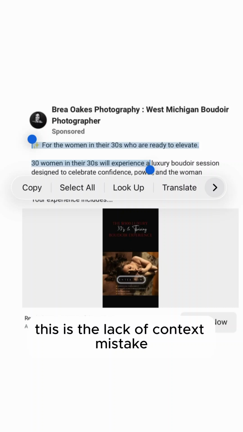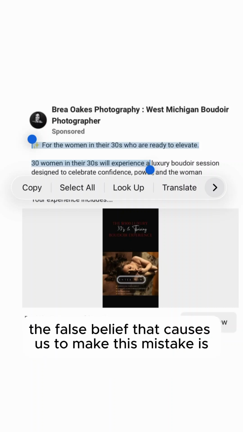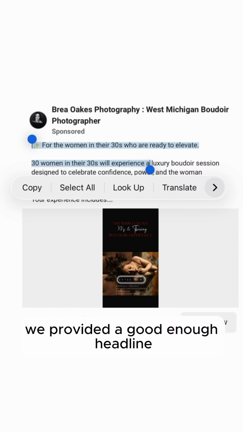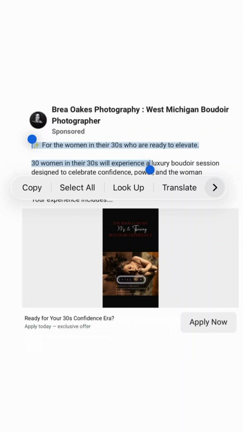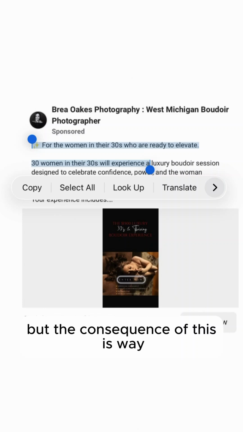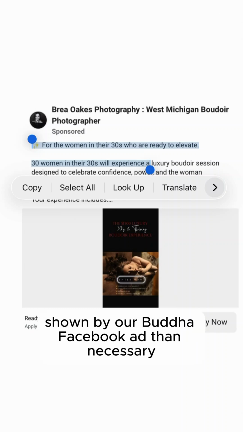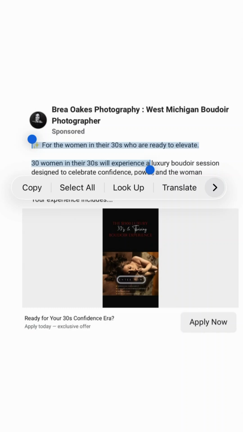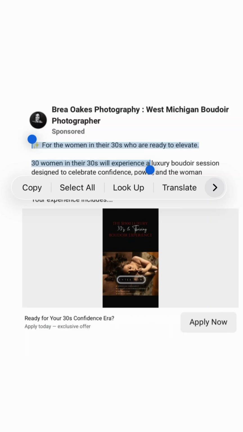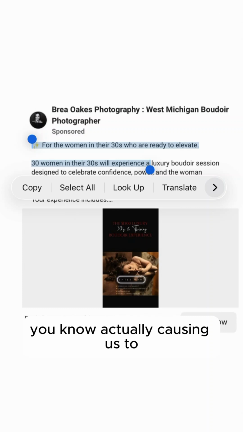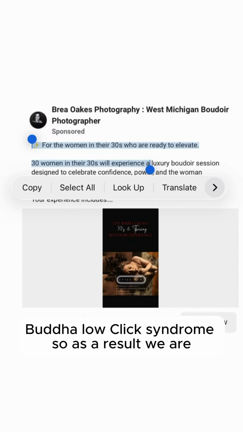Yeah, this is the lack of context mistake. The false belief that causes us to make this mistake is we believe we provided a good enough headline to get good enough results, and it's kind of similar to what everyone else is doing. But the consequence of this is way more women scrolling by our Boudoir Facebook ad than necessary, pulling our unique CTR all under 6%, and causing a higher probability of having BLCS, Boudoir low click syndrome.